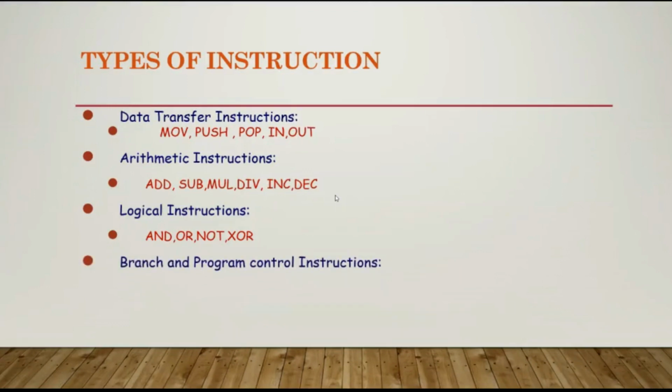Then I will take up branch and program control instructions. These instructions are used to branch or transfer the control of your pointer to another location within the program and execute the program. A few examples could be jump instruction, loop instruction, call and return instructions. So broadly, we can classify our instructions into these classes. There are many sub classifications also available, but at this stage, I will not discuss those things.